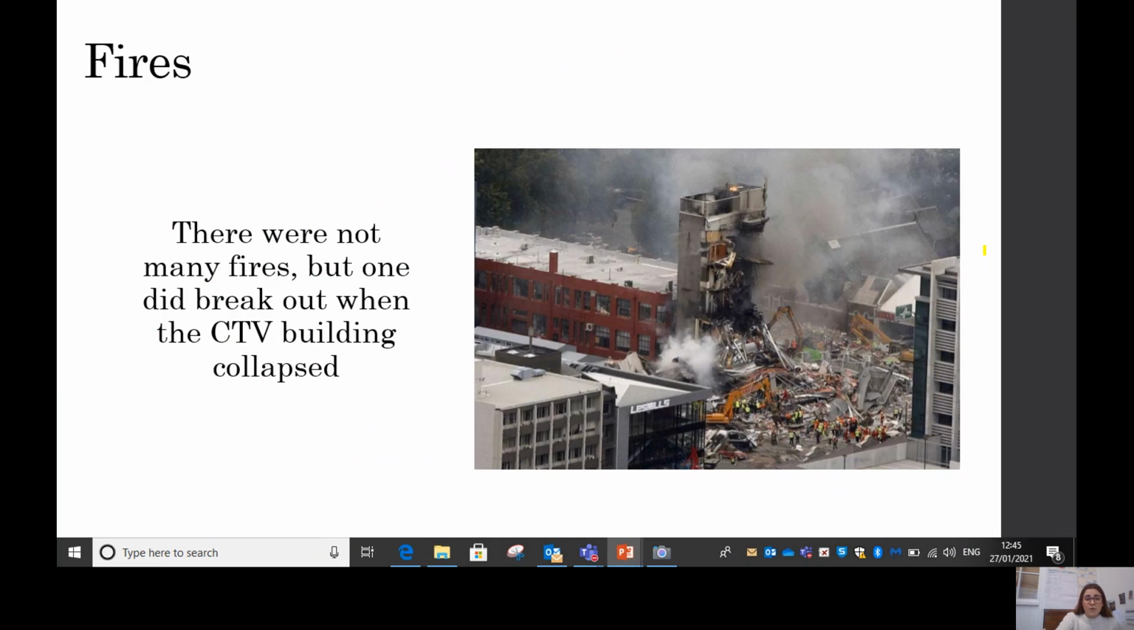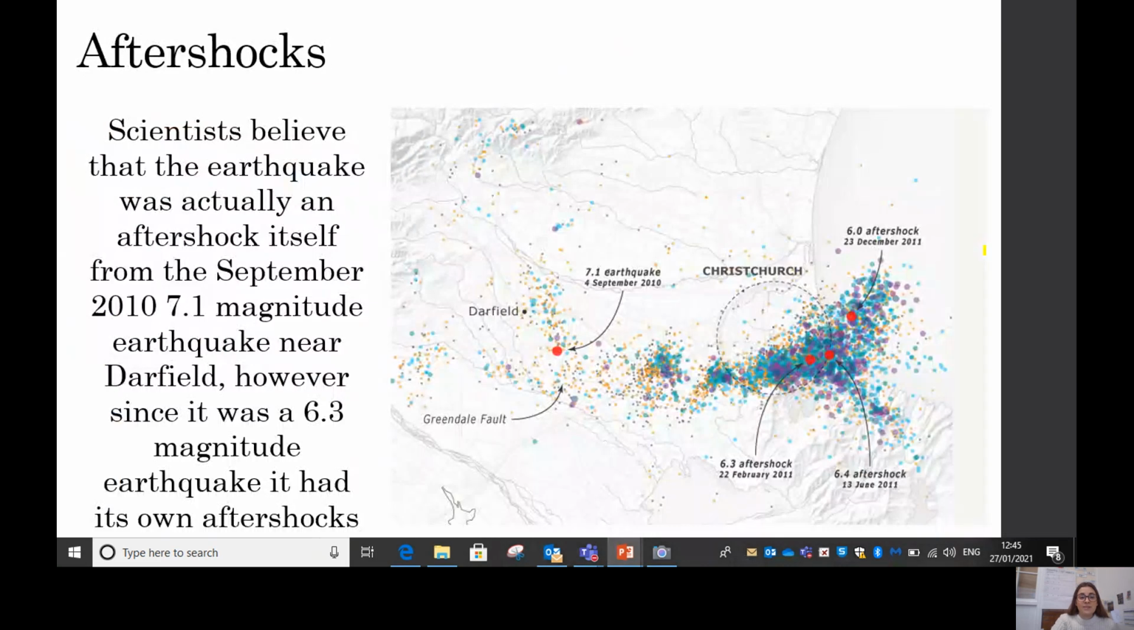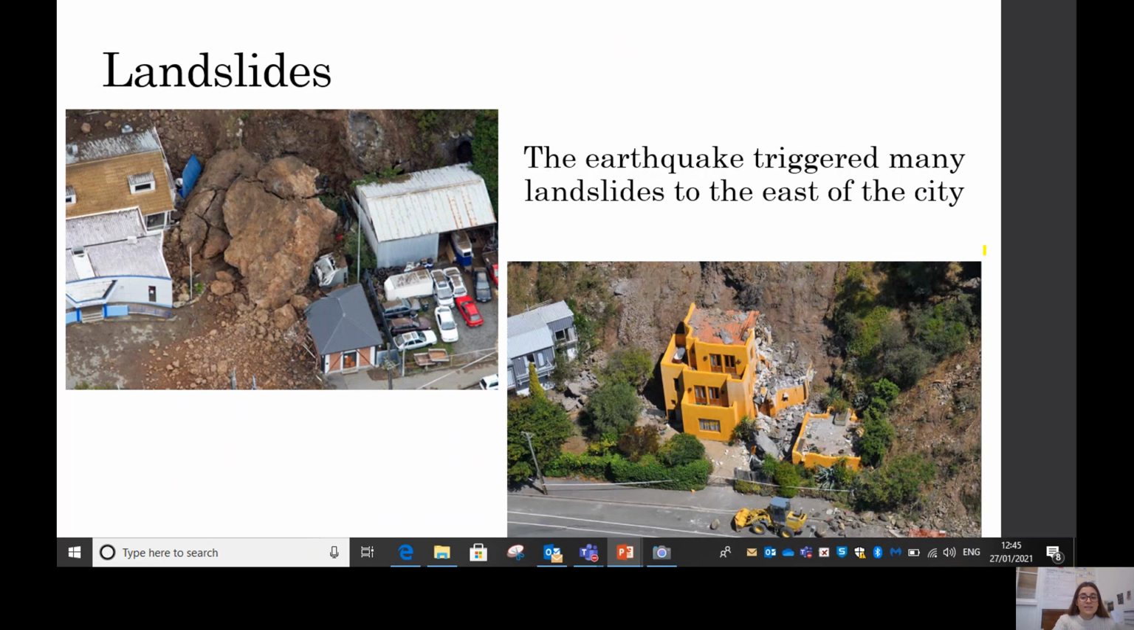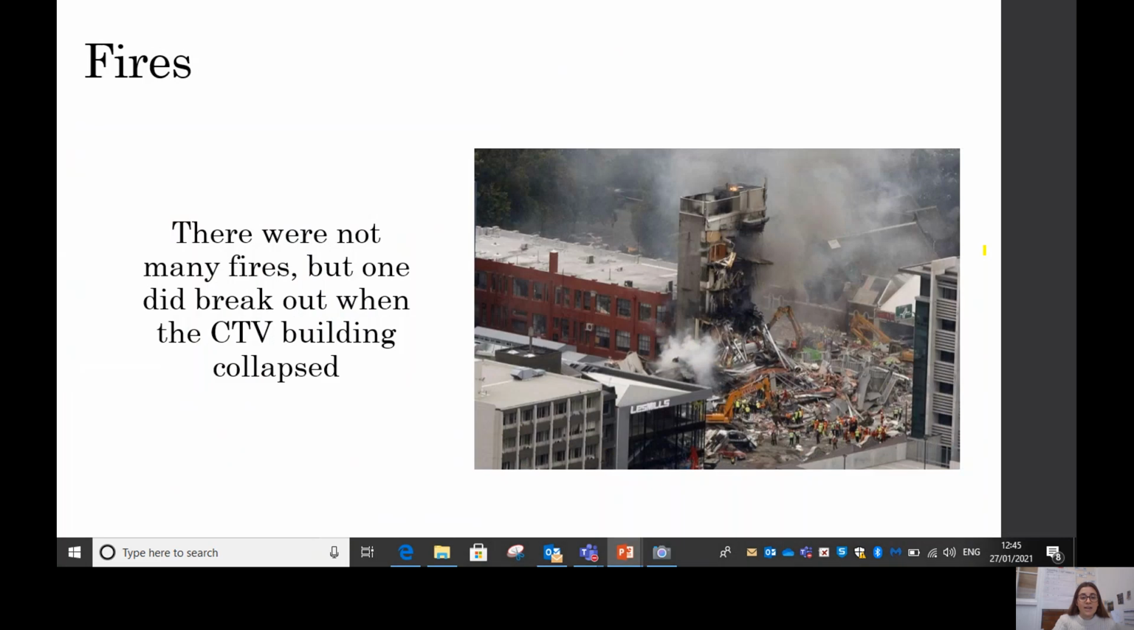And the third physical effect were fires. So there weren't actually many fires caused by this earthquake, but one did break out when the CTV building collapsed. And as we will learn when we look at the human effects, the collapse of the CTV building was perhaps the most devastating effect of this earthquake. So the 3 physical effects of this earthquake were aftershocks, landslides, and fires.